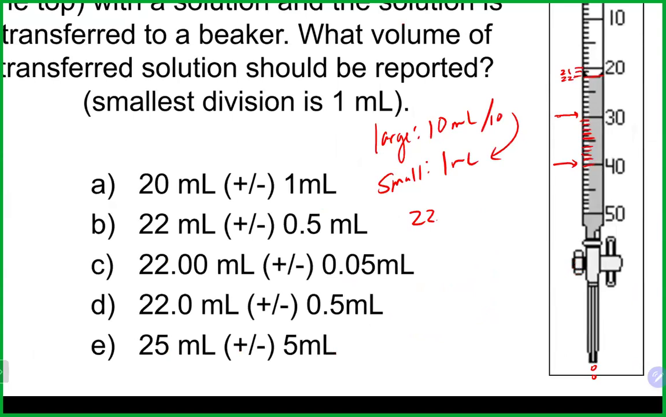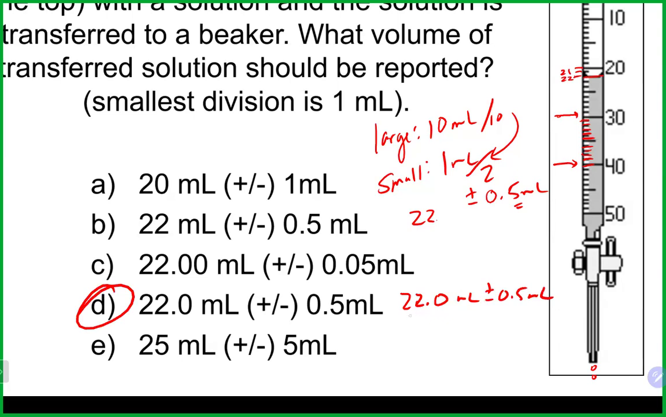In this particular case, we know that our smallest marking is 1 milliliter, which if we divide by 2, will give us a plus or minus 0.5 milliliters. And that means that we can take this to the first decimal place. So we should record, right there what I'm writing, 22.0 milliliters plus or minus 0.5 milliliters. So it does look like D would be the winner here.